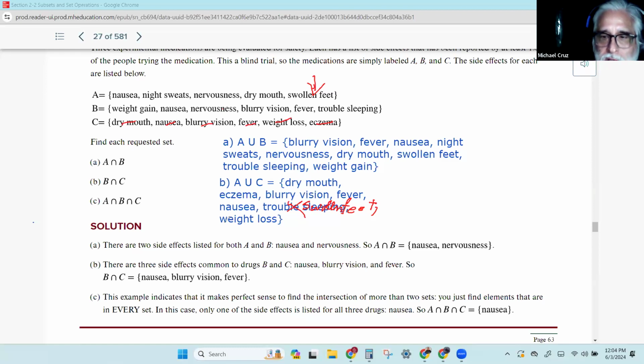So make sure I got weight loss, I got nausea, I got, oh, oops, see, I'm on the wrong one again. I got nausea, I got night sweats. No, I don't have night sweats. I got to put night sweats in there. That's another one I got to put in. I'll just redo it. Dry mouth is there, and then we got swollen feet.